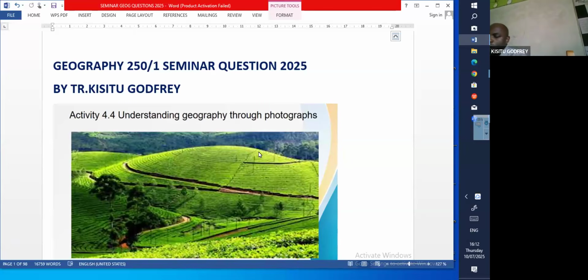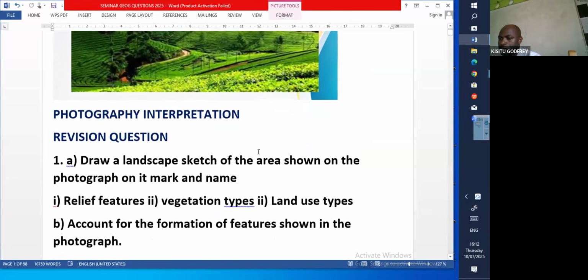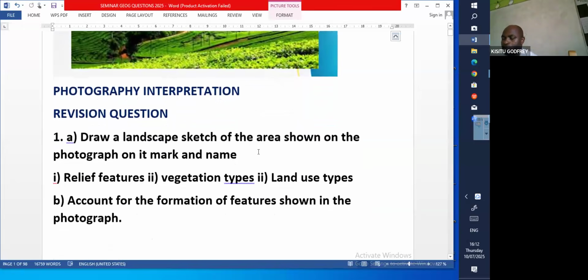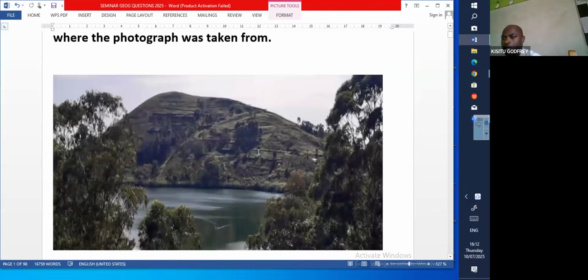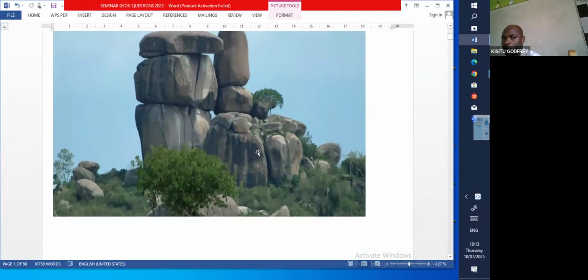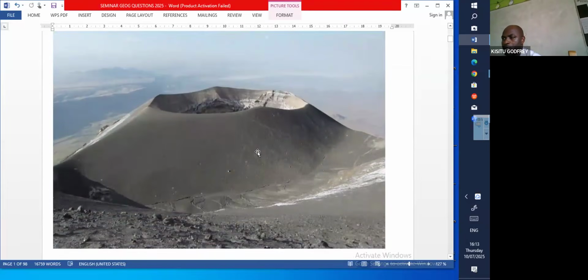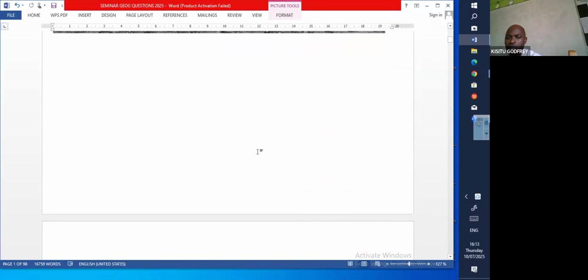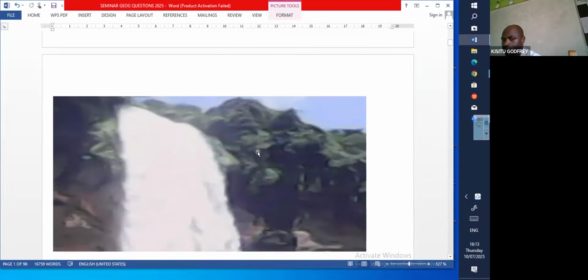So good afternoon, members. Now we're going to start with the photographic interpretation. And those are the questions we're going to look at. Hope you can see those questions. So we're going to look at different questions and different photographs and how to approach them. We're going to look at all those photographs in case they are brought. And by doing so, you'll be able to answer questions regarding photographic interpretation.